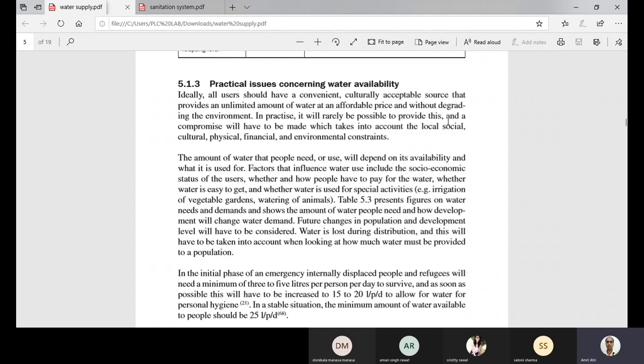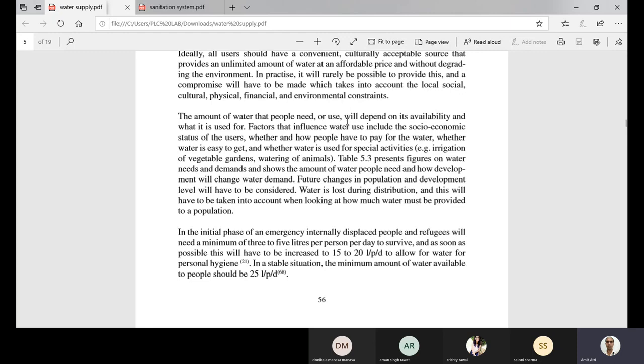Okay, but we need to develop the whole infrastructure, the whole setup should be there. The water source, first of all the water availability, then the quality of water that should be maintained, then the pipeline network through which the water should reach the masses. That all has to be built up. So the amount of water that people need or use depends on its availability. And what the uses are, for what function the water is used.